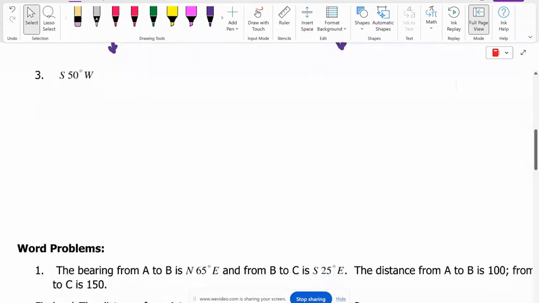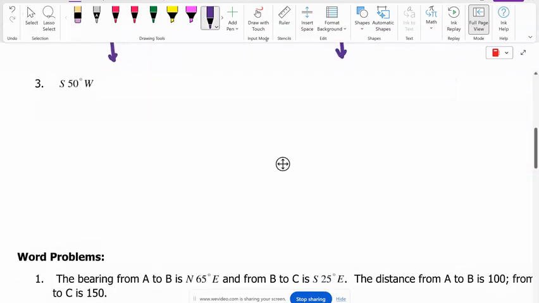So now we're south 50 degrees west. So again, we use our north-south line. But this time I'm not going up. This time I'm going down and to the left. So that would be this bearing right there.